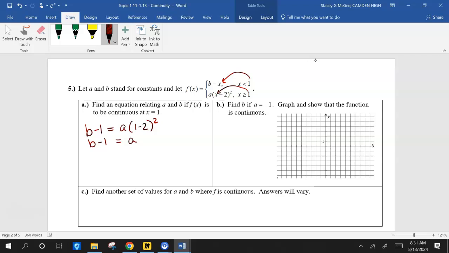It says an equation relating the two. That is an equation that relates the two. You just had to set up. 1 minus 2 is -1 squared is 1.